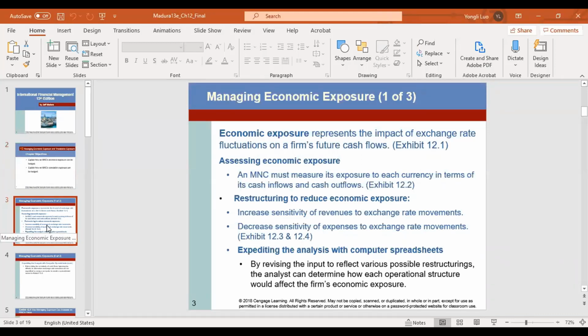Economic exposure represents the impact of foreign exchange rate fluctuation on a firm's future cash flows. An MNC must measure its exposure to each currency in terms of its cash inflow and cash outflow.